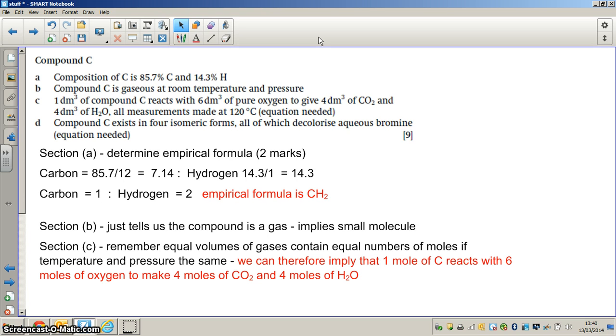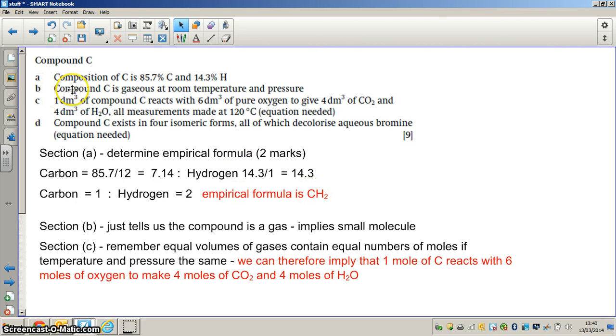The way we begin this type of question is to determine the empirical formula. And we do this in the following way. Compound C is composed of 85.7% carbon and 14.3% hydrogen. So we need to work out the ratio of carbon to hydrogen, and we do that here. We take the 85.7% and divide it by the relative atomic mass of carbon, and we take 14.3% and divide it by the relative atomic mass of hydrogen, which gives a ratio of carbon to hydrogen. And we quite simply then divide the numbers that we've got by the smallest number, in this case the 7.14, which gives us a ratio of carbon to hydrogen of 1 to 2. So our empirical formula is CH2.